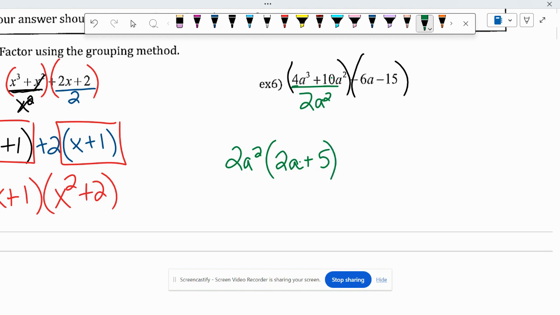So let's look at our second grouping. I have a negative 6 and a negative 15. So both terms are negative. That means I want to take out a negative factor.